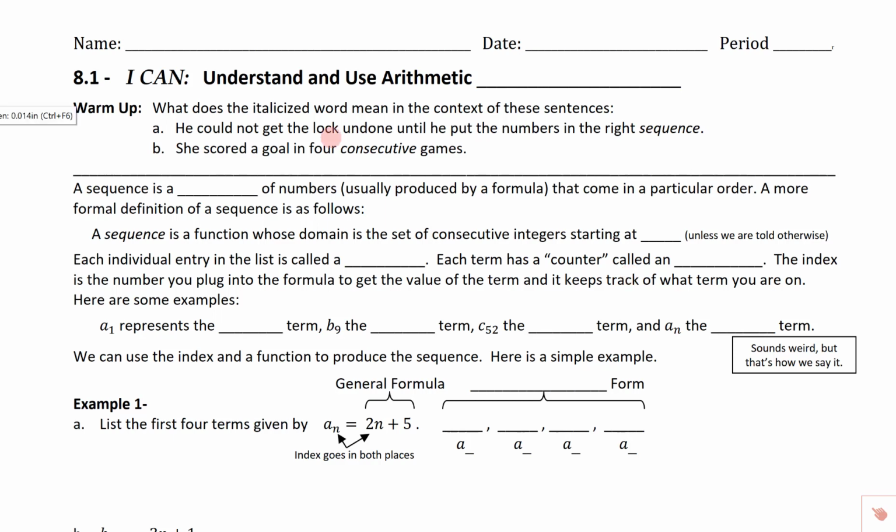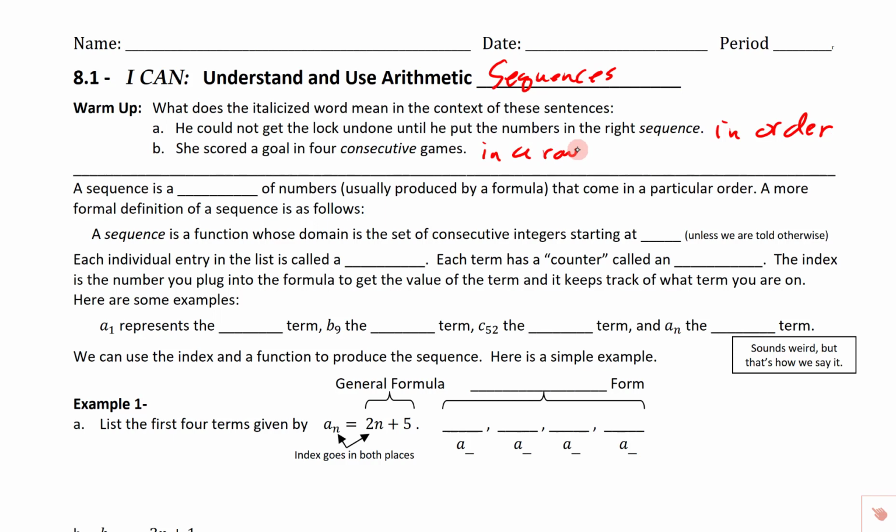The I can statement is I can understand and use arithmetic sequences. So we'll write the word sequences right here. And then let's take a look at the warm-up. It says, what does the italicized word mean in the context of these sentences? The first sentence says, he could not get the lock undone until he put the numbers in the right sequence. So when we say sequence in this case, we're talking about putting things in order. The next one says she scored a goal in 4 consecutive games. So when we say consecutive, what we mean is in a row.